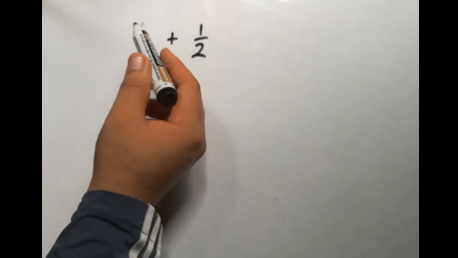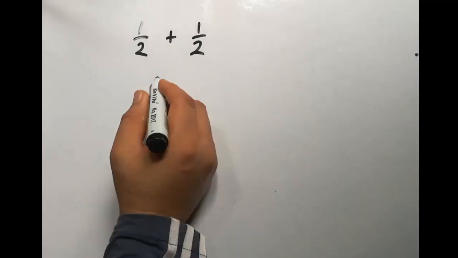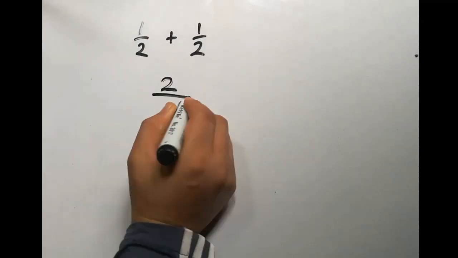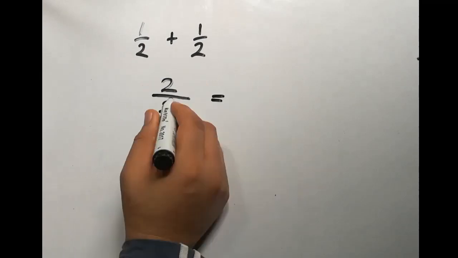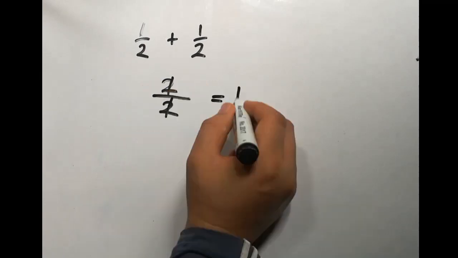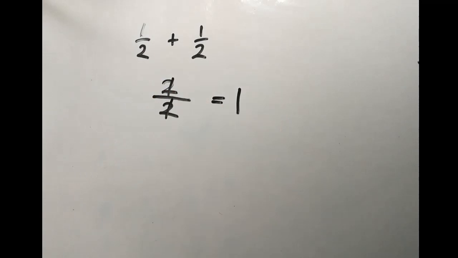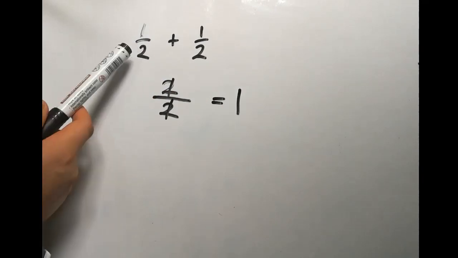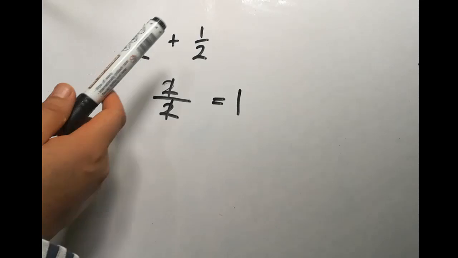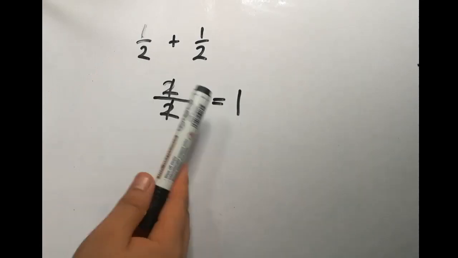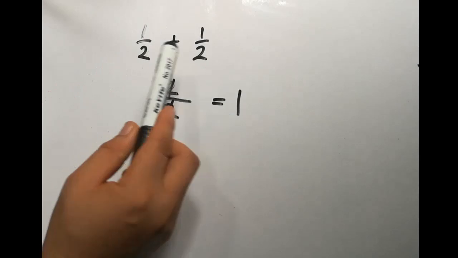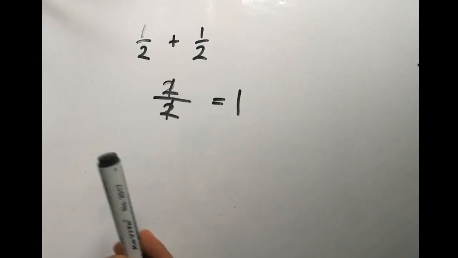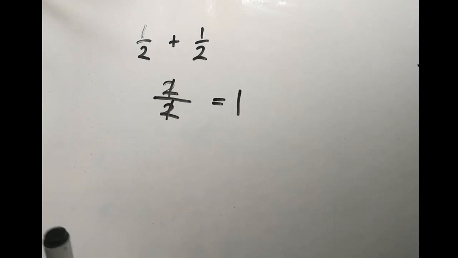So when you do 1 plus 1, you have 2 over, you take one of these to be 2, which is equal to 2 into 2 is 1. You know that 1 over 2 is half. Half plus half must be 1. So that is why the answer is 1. But what we are saying is that they are like fractions. They have the same denominators. So we don't need to start looking for the LCM.